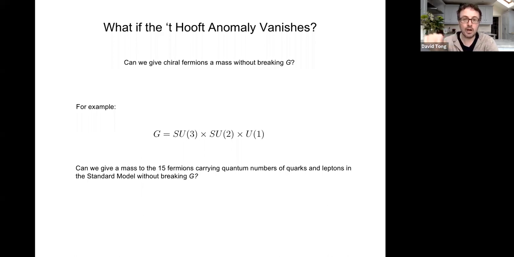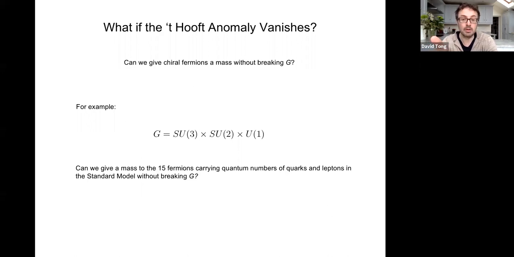However, if you have a bunch of chiral fermions, sorry, let me say that slightly differently. If you have a bunch of massless fermions that transform under a chiral symmetry, meaning left-handed and right-handed fermions transform differently, then if the 't Hooft anomaly for that symmetry vanishes, there should be no obstacle whatsoever towards giving all those fermions a mass while preserving that chiral symmetry G. It's not the case for the first 2 examples I mentioned, but in general, this should be possible.